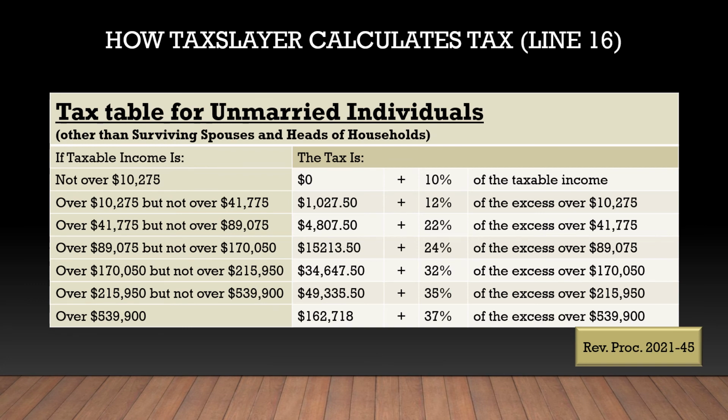Again, even though TAXSLAYER does these calculations, I wanted to give you a closer look at how the tax tables and calculations work. It's important to note that each filing status will have its own tax table with different tax brackets and amounts. This table is for unmarried individuals other than surviving spouses and heads of household, so it's for our taxpayers who are filing as single. You'll notice that on the left, it gives a range of incomes. These are the tax brackets. Then on the right, it gives a base amount of tax.